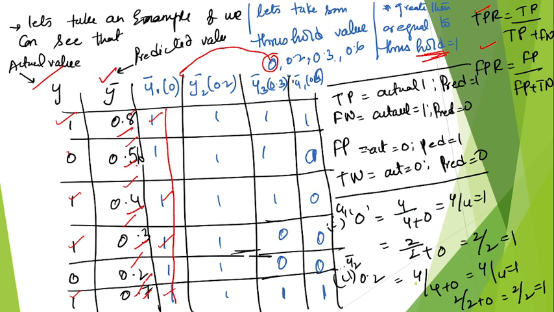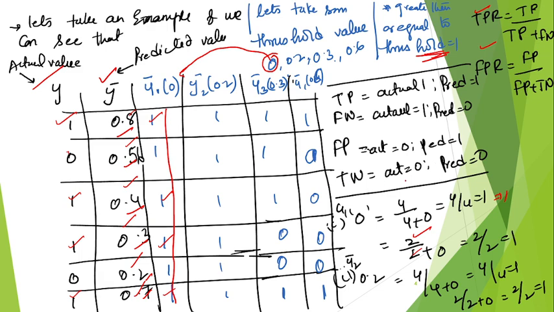FN is actual one, predicted 0. Actual one, all are predicted 0. So it's 4 by 4, which is equal to 1. Then we go for FPR. FPR is nothing but FP, and FP is actual is equal to 0, predicted 1. There is 1. Actual is equal to 0, predicted 1. That I have got 2 by 2.